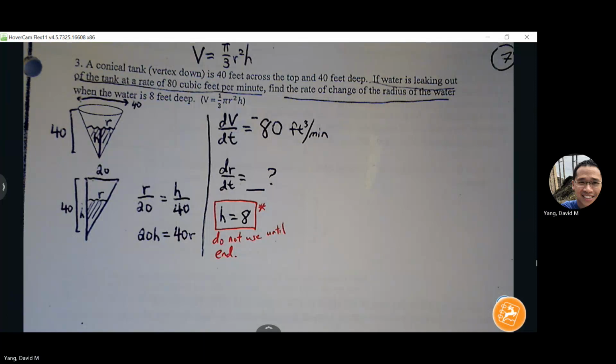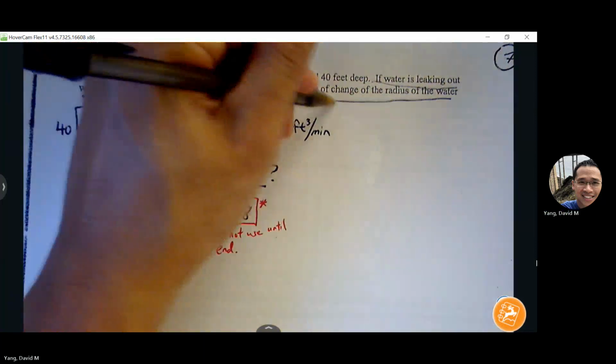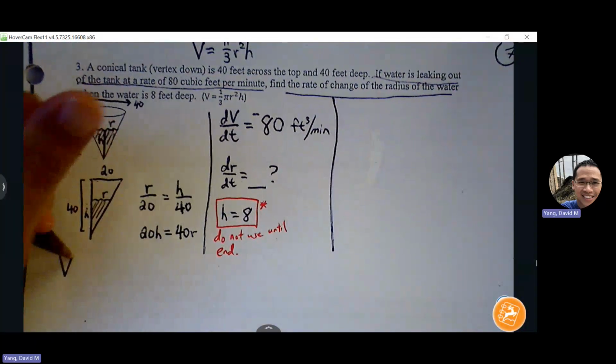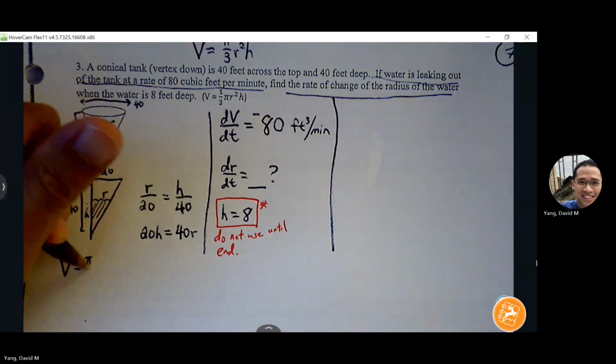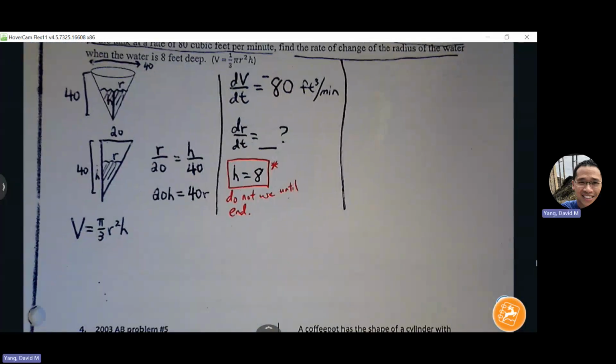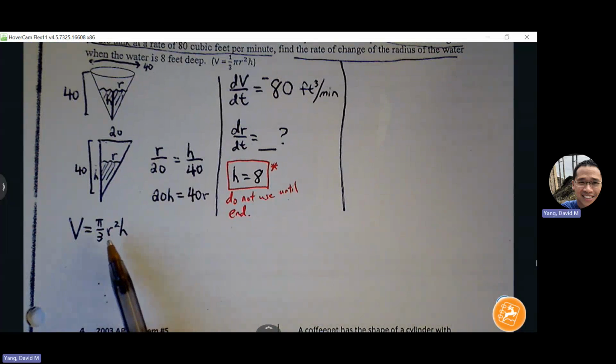All right. Now, let me put the volume equation here again. Okay, so we have a decision to make. We have to decide, do we want to get our volume equation on the right side in terms of R or in terms of H?